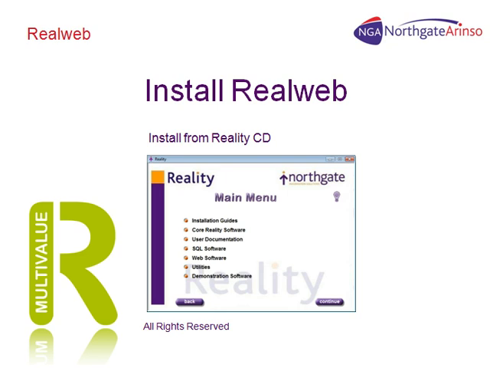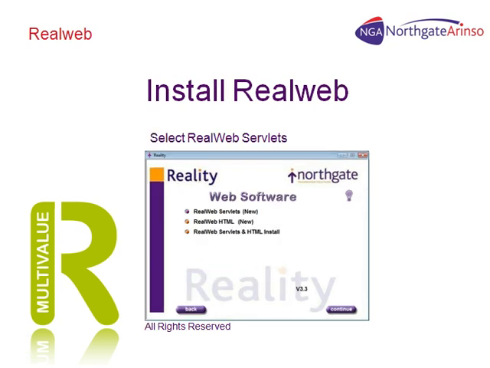From the Reality CD main menu, select Web Software. From the Web Software menu, select RealWeb servlets. Note, optionally you can also install the sample HTML pages. If you choose to install these, they install into the webapp/root/webinf/RealWeb directory from the Tomcat home directory.